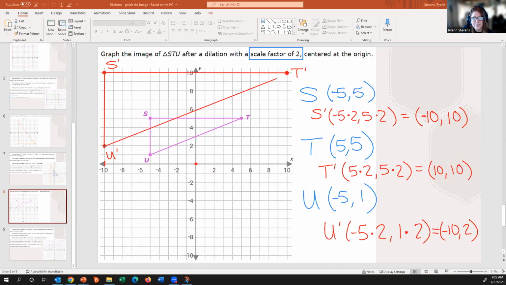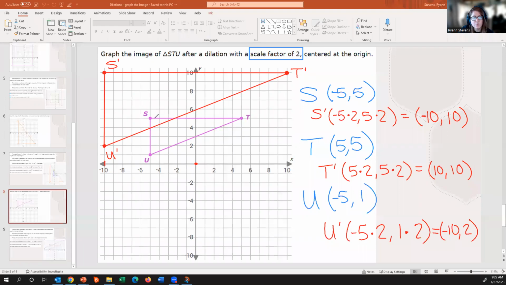Now, normally we see the shape kind of inside of the other shape, but in this case with the enlargement of 2, it did kind of move it a little bit, but the important thing to remember is that it is the same shape. It is just bigger, and we can always check our side.